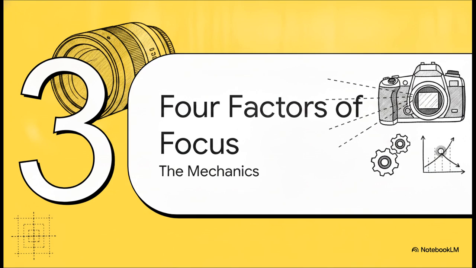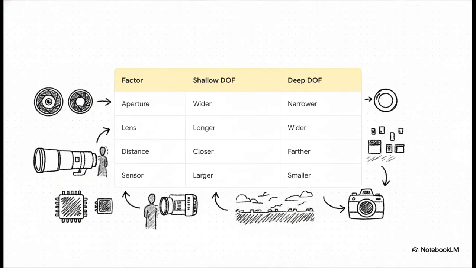Section 3, 4 factors of focus. We know the why and the what, so now let's look at the how. We're going to break down the technical blueprint. Now, what's really interesting about this slide is how these 4 factors basically act like levers you can pull to shrink or expand your focus zone. First up, aperture.